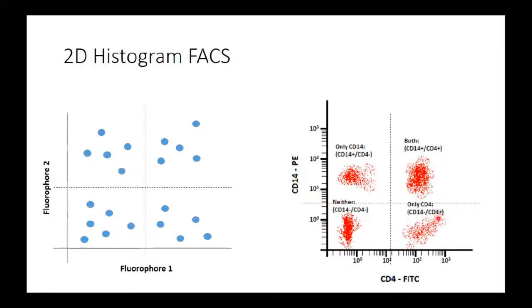This is a very simple example of how the data looks in the two-dimensional histogram. Of course, there is much more complex data, and I cannot speak about everything in this video. So if you want me to do another video, especially about data analysis and gating in FACS analysis, please write me in the comments.